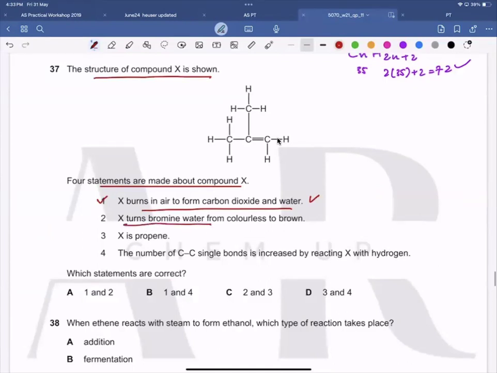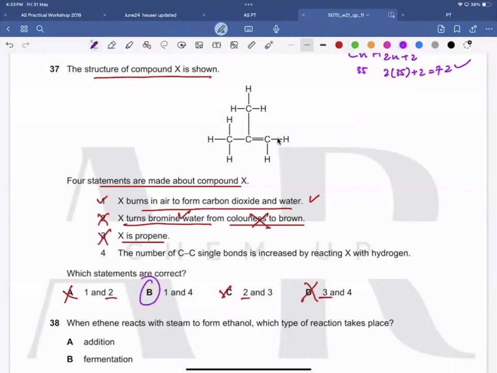X turns bromine water from colorless to brown. From brown to colorless. Yeah, it turns bromine water, but from brown to colorless, not colorless to brown. So if the second statement is wrong, then you see A and C go wrong. X is a propene. So for propene, there are 3 carbon atoms, and here it's a 4 carbon atom. So the third statement goes wrong as well. And if the third statement goes wrong, D is wrong. So we are left with only one option, B. So B is the correct one.